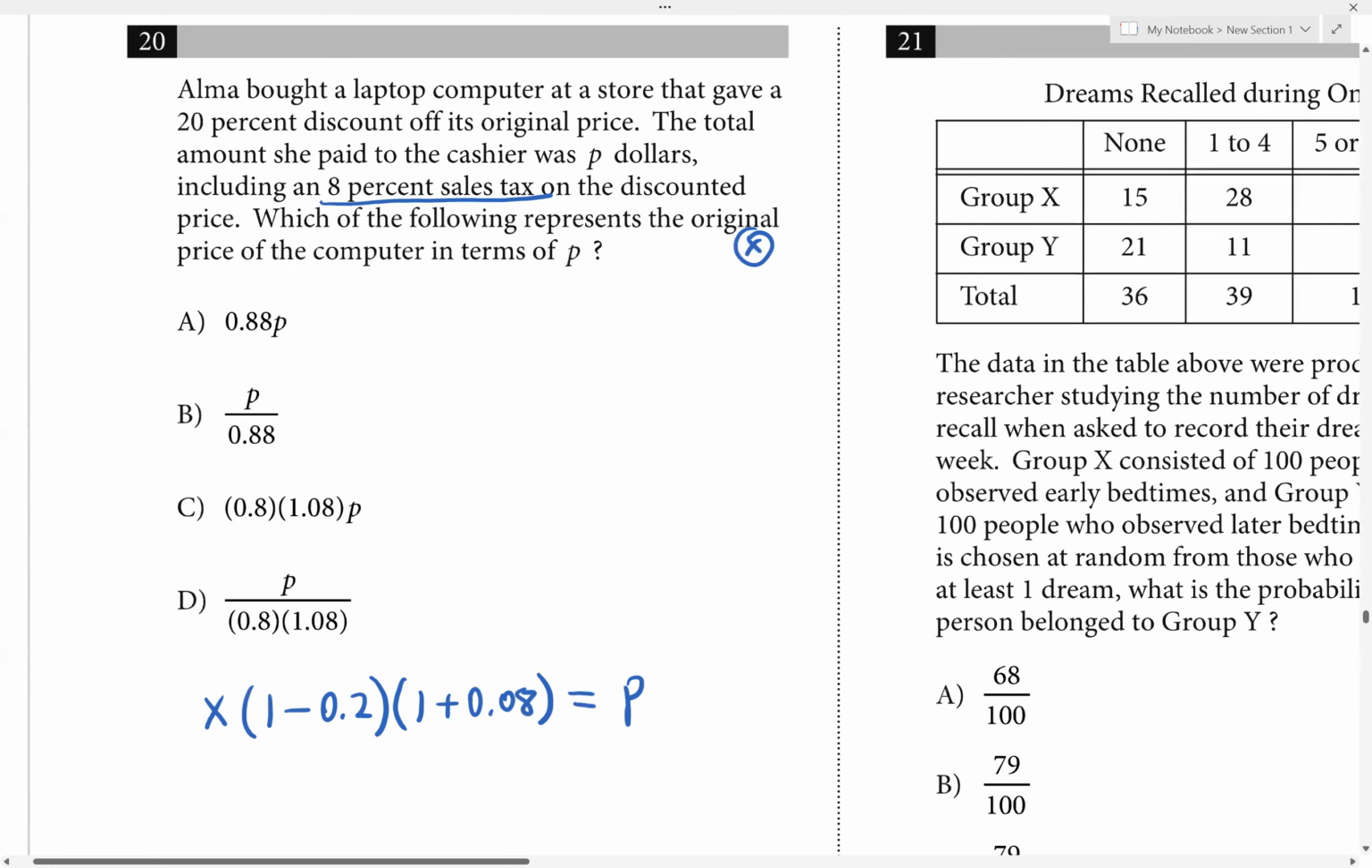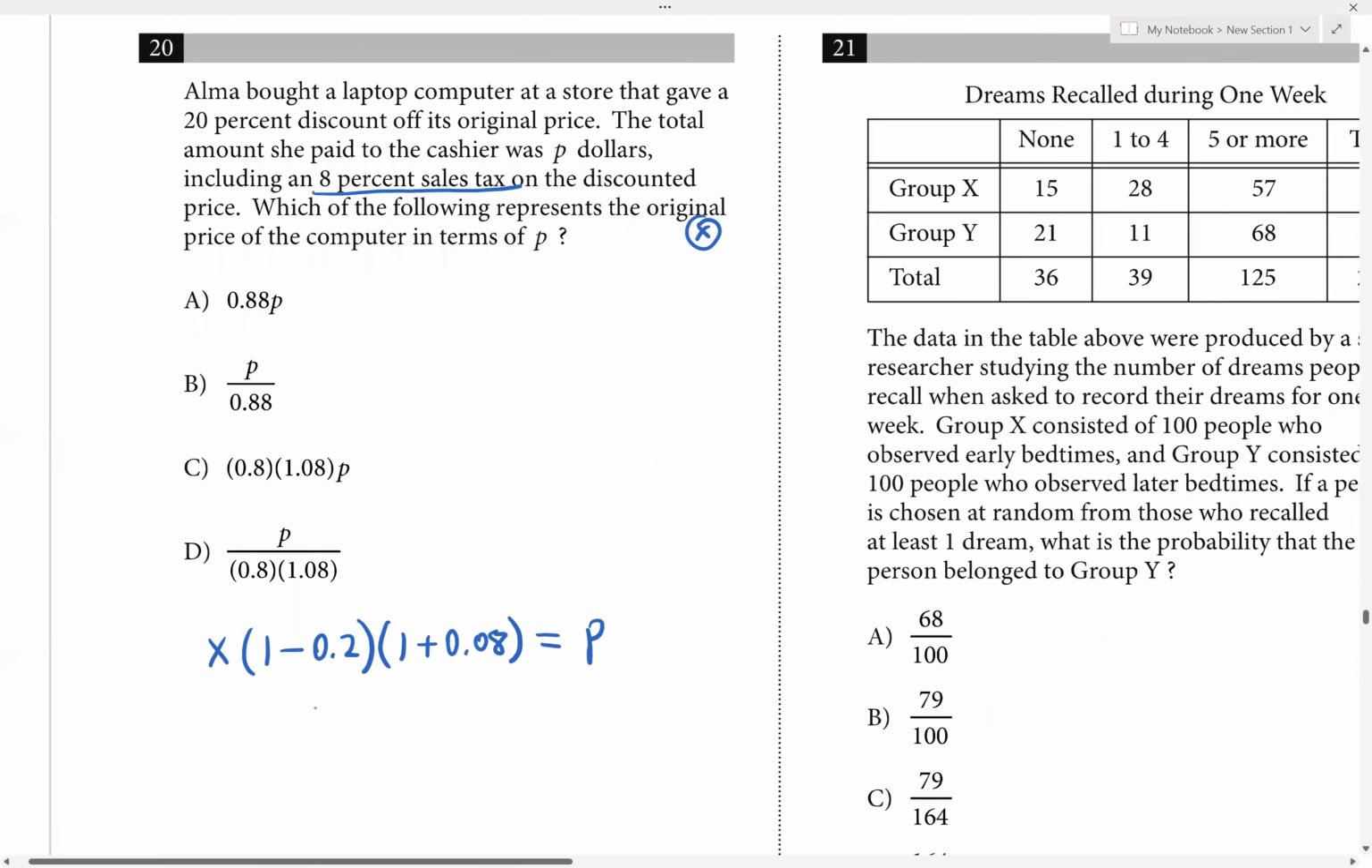And we simplify the equation a little bit. So it's X times 1 minus 0.2, which is 0.8, times 1 plus 0.08, which is 1.08, equal to P. That's the equation that we have.